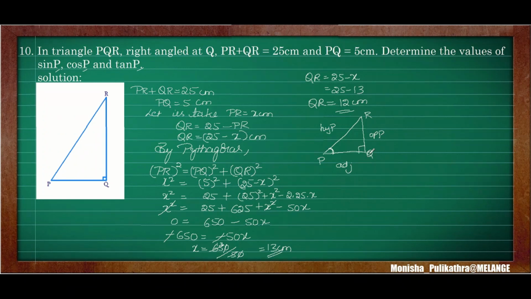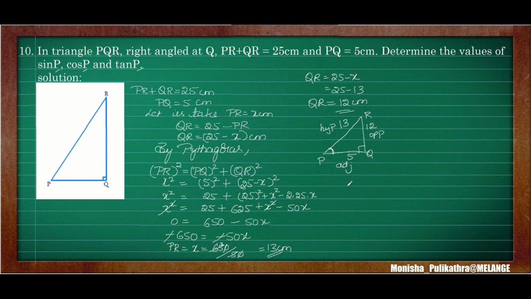Okay. So here the value of QR is 12, and the hypotenuse will be PR. Since we have taken PR as x, PR is equal to x, which is 13, and the adjacent side PQ they have already given in the question, that is 5.